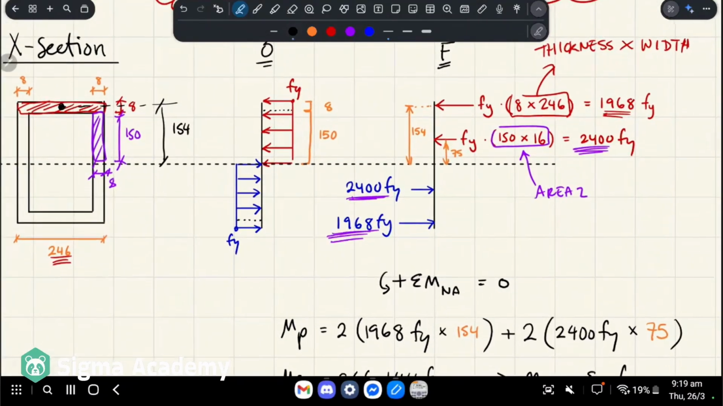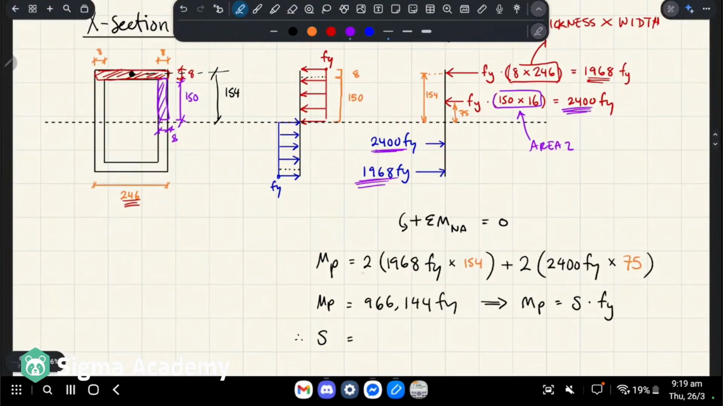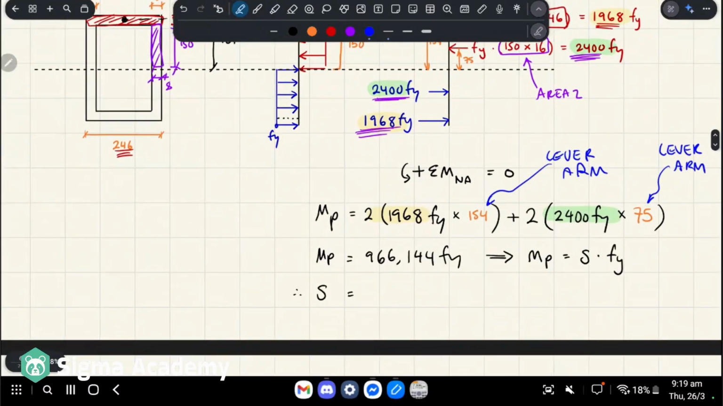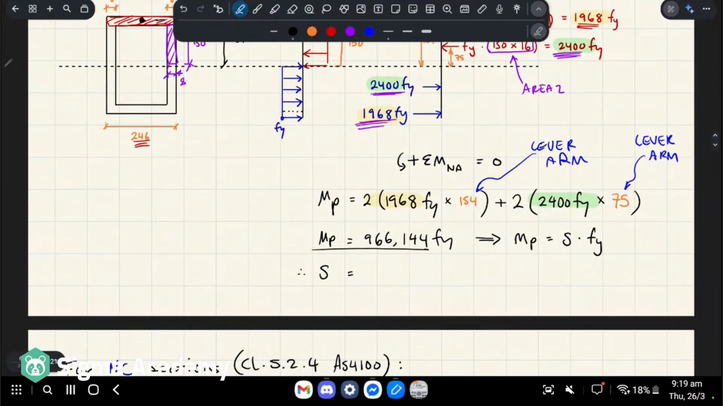So what we want to do is take 2 lots because we have a mirrored effect. So I'll do yellow, 1, 2 lots of this, and then I'll do green, 1, 2 lots of this, and we're multiplying by the lever arm from the neutral axis of these forces, right? We're doing force, which is stress times area, and the lever arm. Sorry, we're doing 2 lots of them. Anyway, it gives us Mp as that.